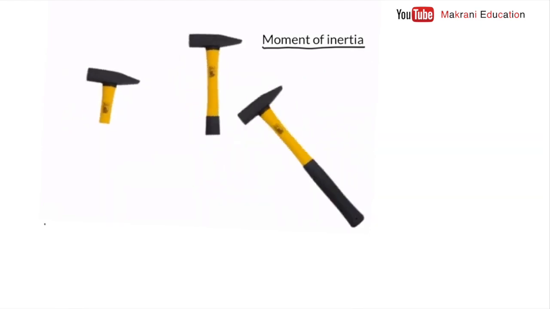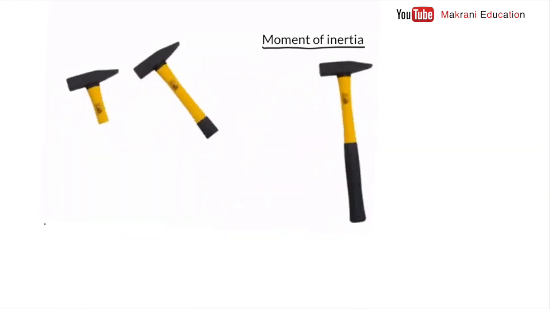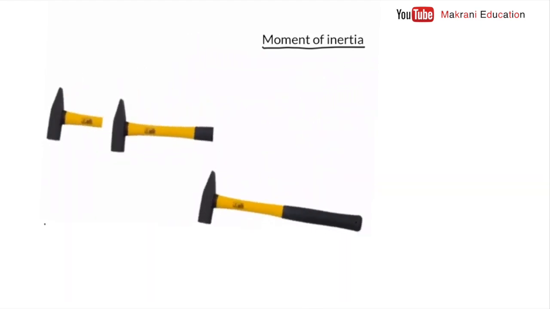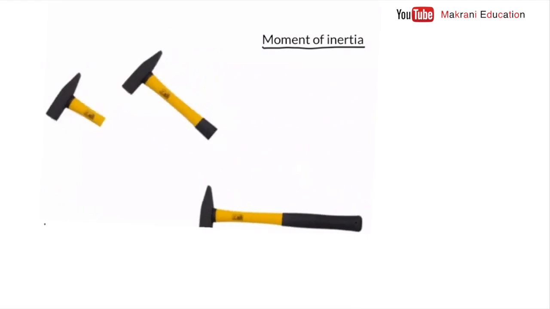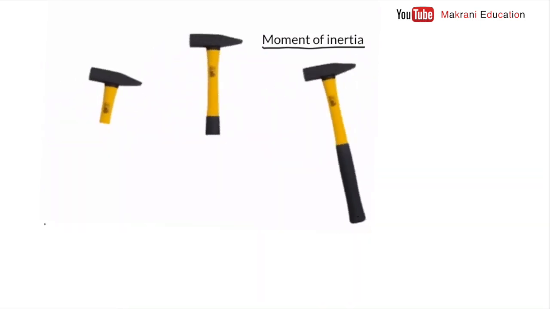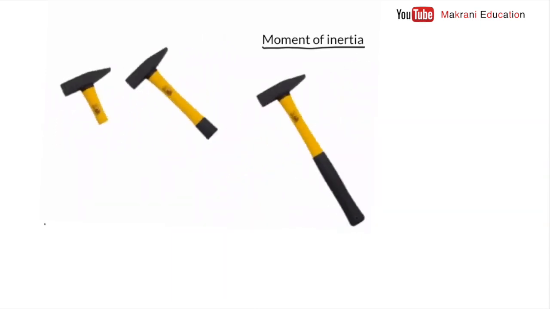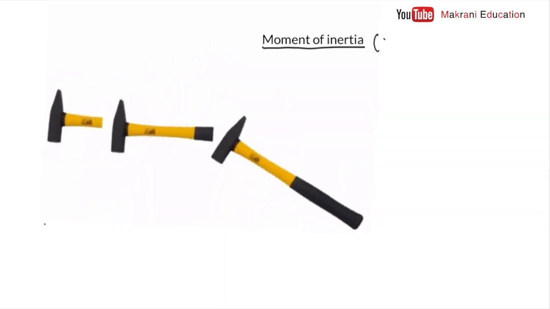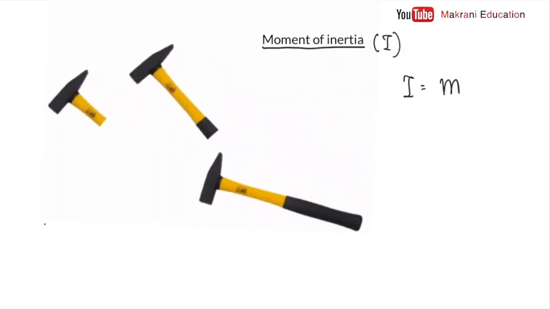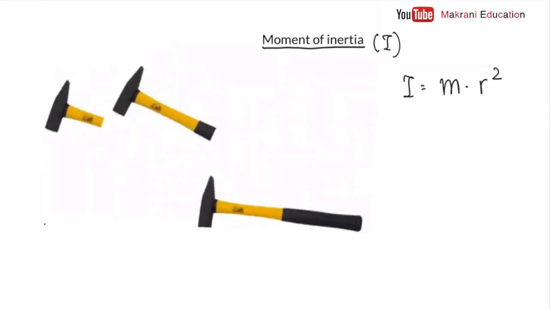So we can say that moment of inertia, that is effect of mass during performing a rotational motion, not only depends on mass, but it also depends on the length, or we can say radius of its motion. So that's why moment of inertia, which is represented as capital I, has a formula of mass into square of its radius, that is mr square.